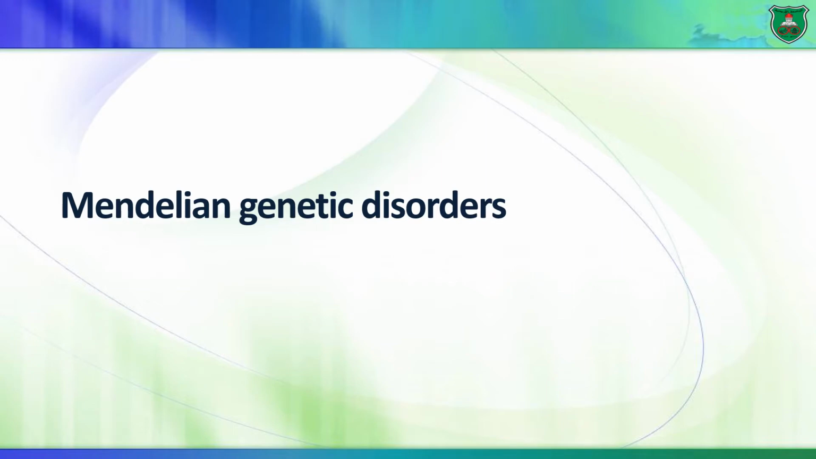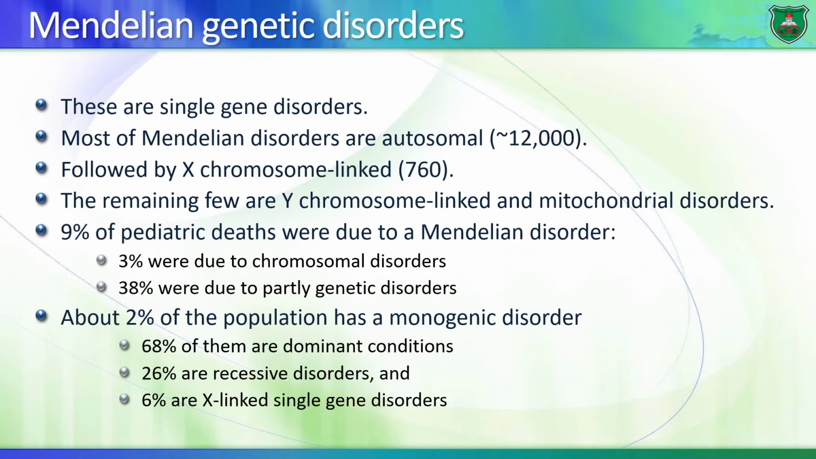So let's talk about Mendelian genetic disorders. Again, these are caused by single genes. They are mainly autosomal, meaning that you would have a mutation in a gene located in chromosome 1 to 22. You also have X-linked disorders, but these are less frequent than autosomal disorders. Y-linked disorders are of course rare, as well as mitochondrial disorders.